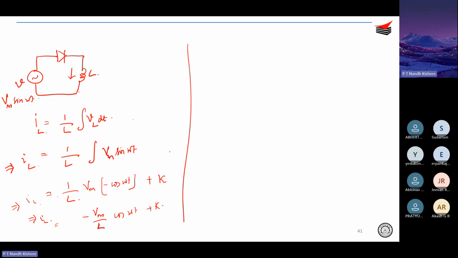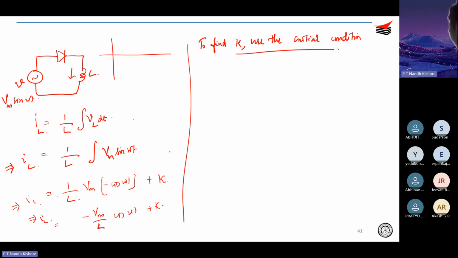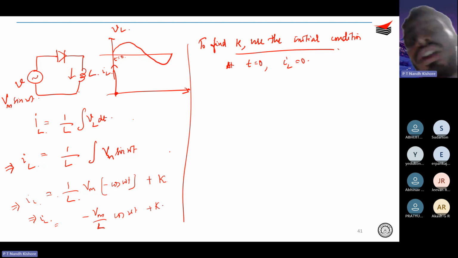So how do you find out K? To find K, use the initial condition. So initially assume that the inductor is uncharged. Therefore, if this is your VL, your I also starts from 0. Your IL starts from 0, but we don't know how it is going to progress, right? But at t equal to 0, IL is 0.